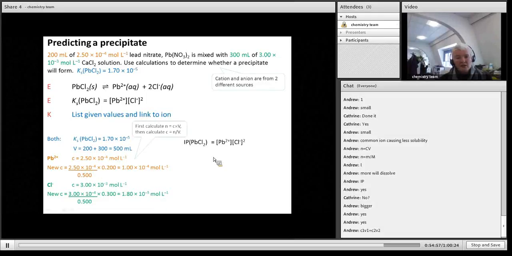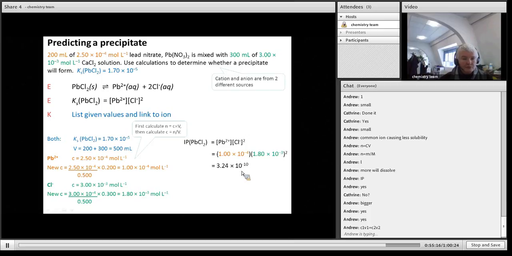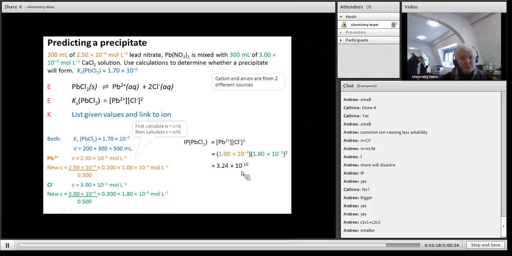plug in the new concentration of lead, the new concentration of chloride, and there I get my value, and I check, is it bigger or smaller? So is this value bigger or smaller? So is the RP bigger? It's smaller. So 10 to the minus 10 is smaller than 10 to the minus 5. Don't be confused. Don't look at the 3.2 and say, oh, 3.2 is bigger than 1.7.